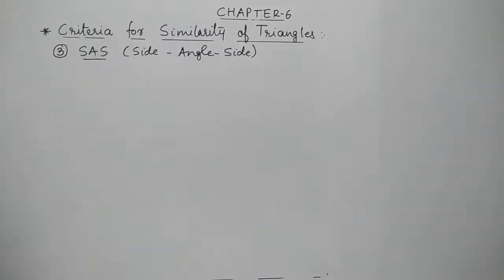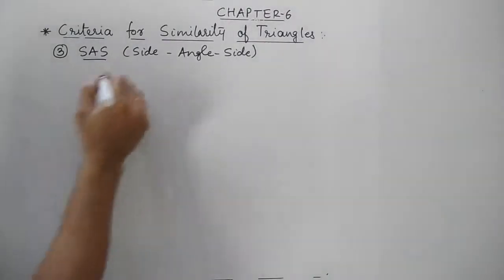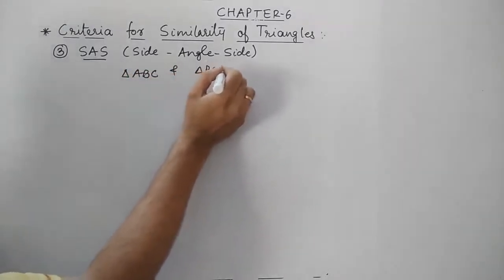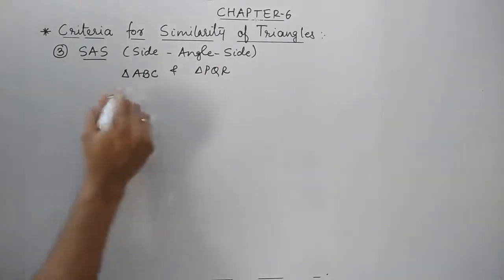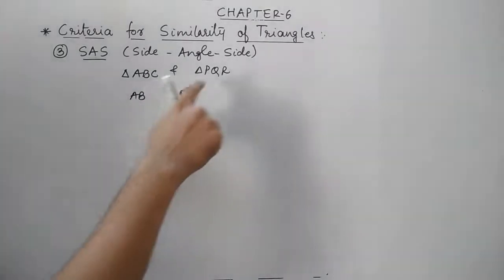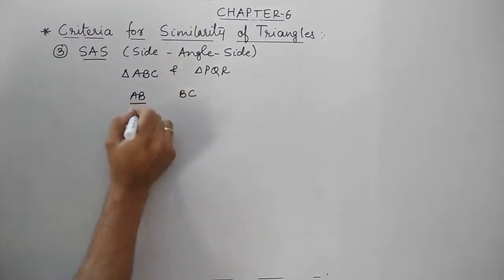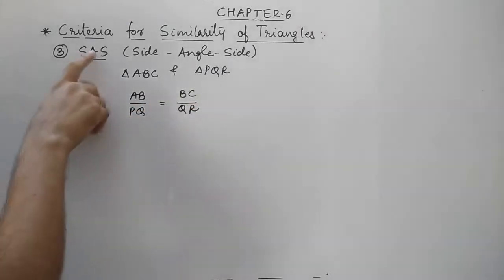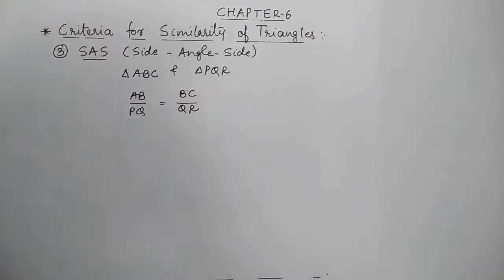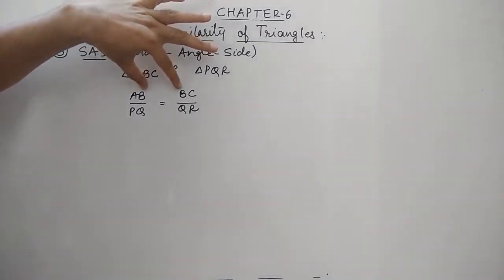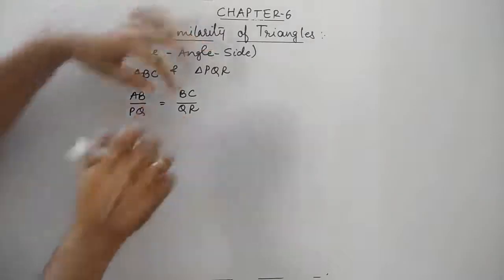Let's move towards the third criteria, that is side angle side. Again for any two triangles, let's take one more time the example ABC and PQR. Here two sides of one triangle, let's take AB and BC, are in similar proportion with the other two sides of a triangle, that is PQ and QR, and the angle should be the included angle. So let's see which is the included angle here. How do we come to know? You can see that B is the included angle of these two sides and Q is the included angle.